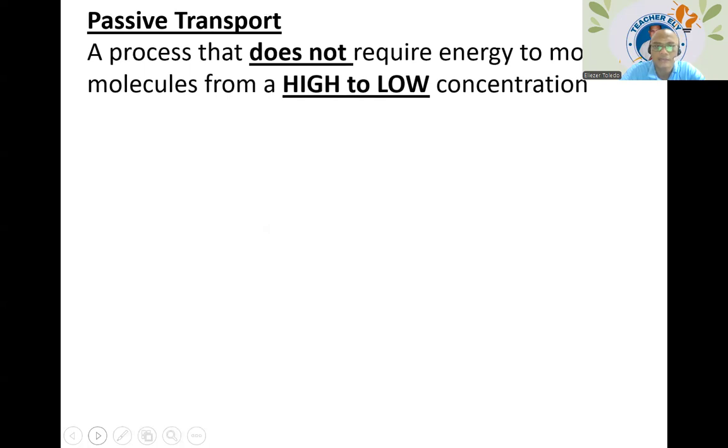Okay, now for passive transport. Why is it called passive? It is a process which does not require energy to move molecules from high to low concentration. What is it referring to? High to low concentration.